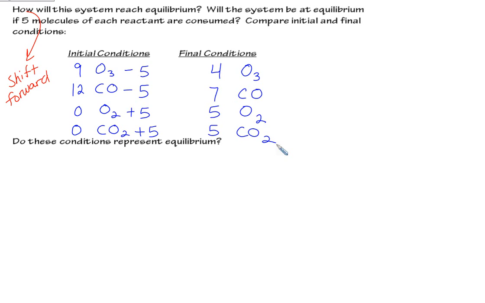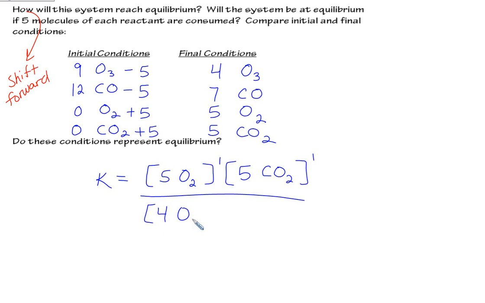Would this represent a set of equilibrium conditions? So let's check this out. If I set up K as products over reactants, with my final conditions, my products are 5 oxygen, and that's all just going to the first. It was 1-to-1 ratios. 5 carbon dioxides to the first. And then I'd have 4 ozones and 7 carbon monoxides. And again, these would all be to the first, or you can leave the ones out. Okay, so let's plug this in our calculator and see what we get. This is 0.89.